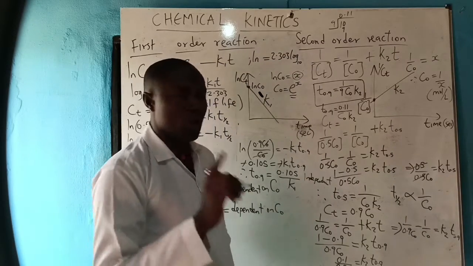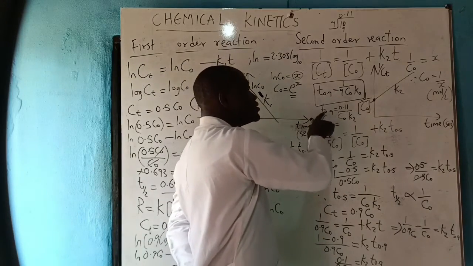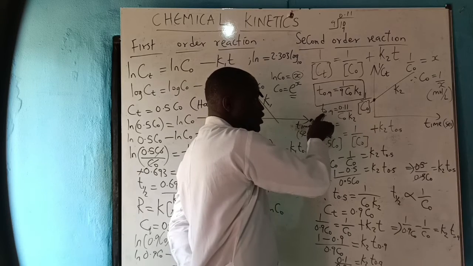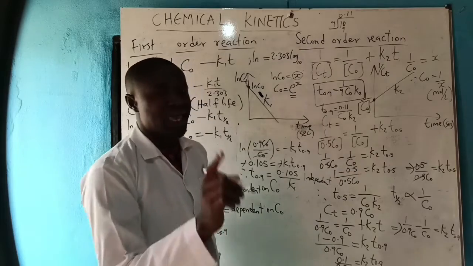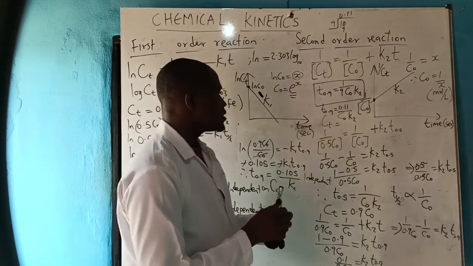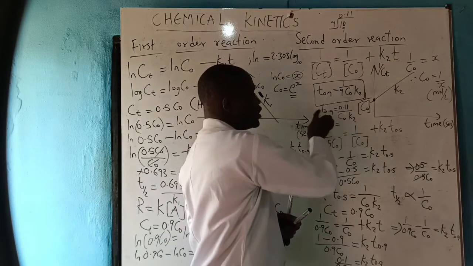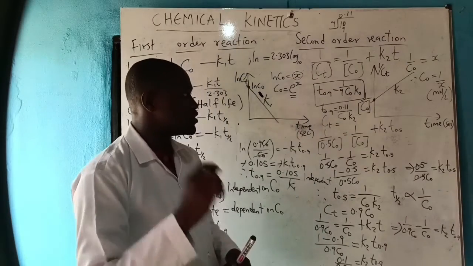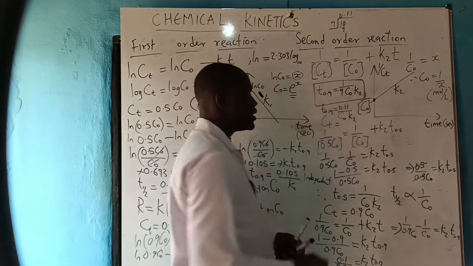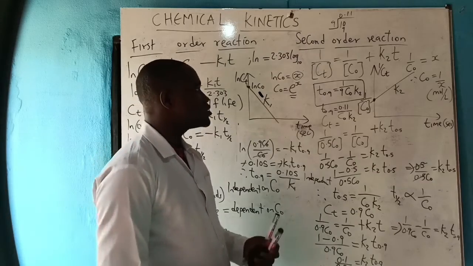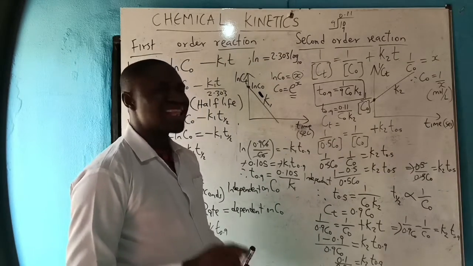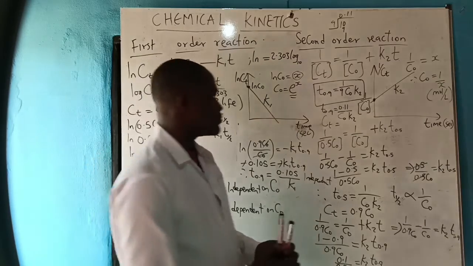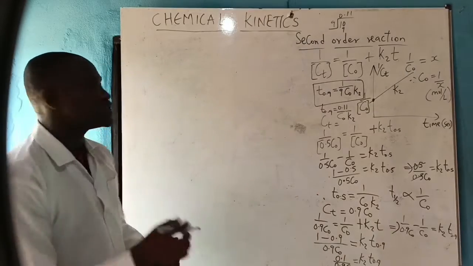Now it's important to also note that the shelf life, which is T 0.9, is dependent on initial concentration in an inversely proportional way. That means the higher the initial concentration, the lower the shelf life. So have it in your mind as you go about this. We will see some questions on this topic, but before then we want to talk about the Arrhenius equation.